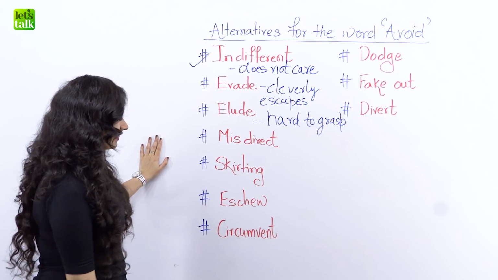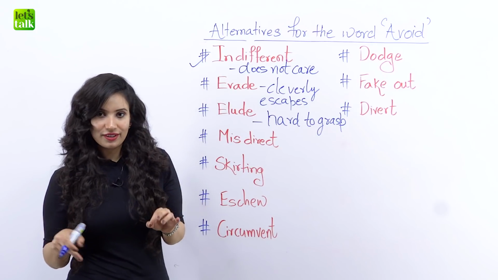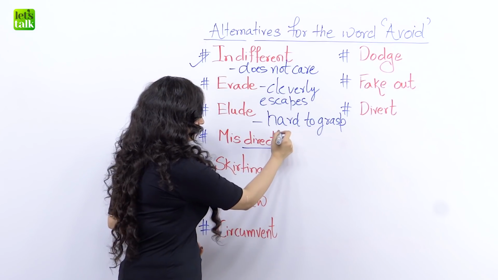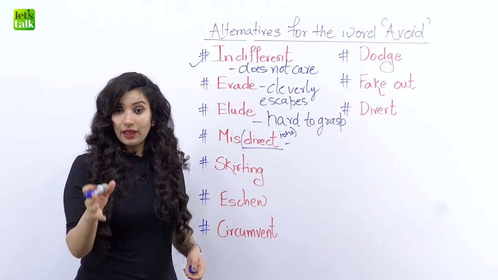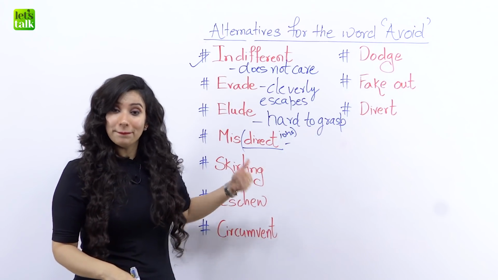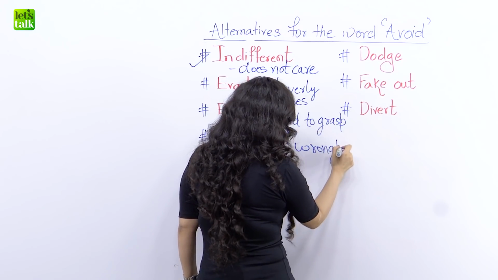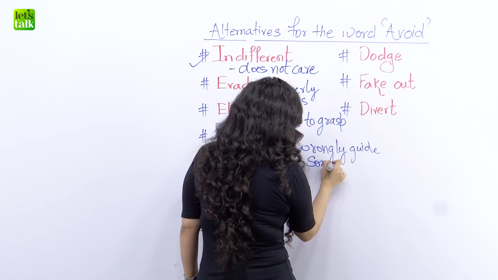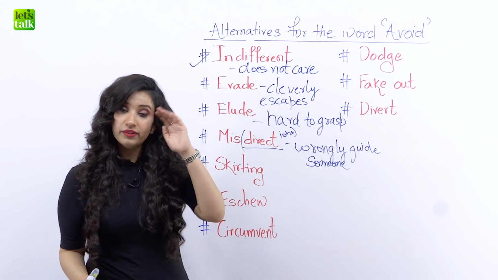Now with this, let's look at the next verb that we have, and this is misdirect. So this word has something to do with direct, okay? It has something to do basically with directions. Directions means to guide someone, okay? But when you guide a person wrongly, that's when you misdirect them, okay? Which means to wrongly guide someone. To wrongly guide someone towards a place, or maybe to give them wrong suggestions.